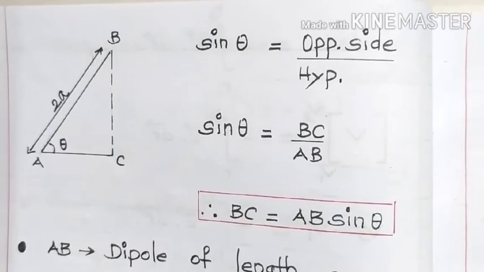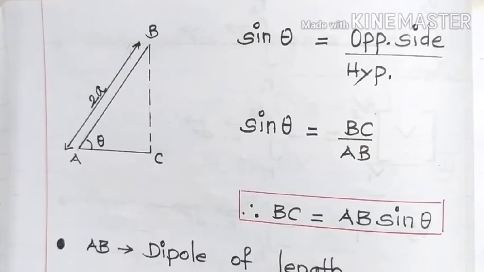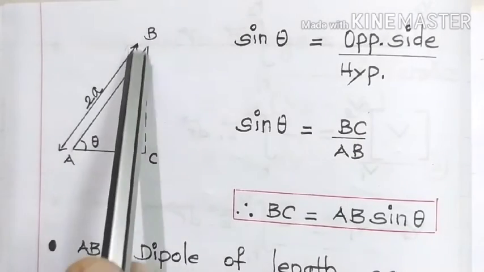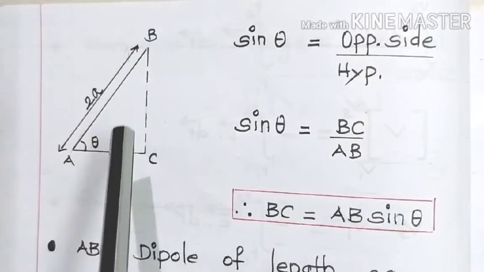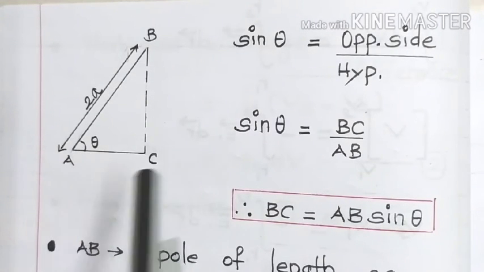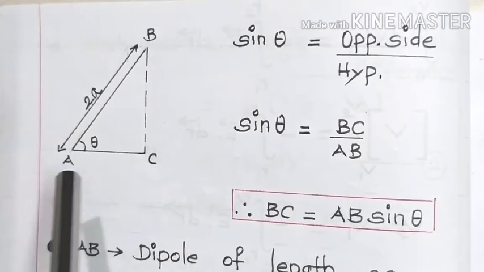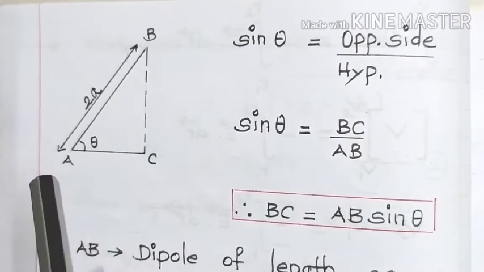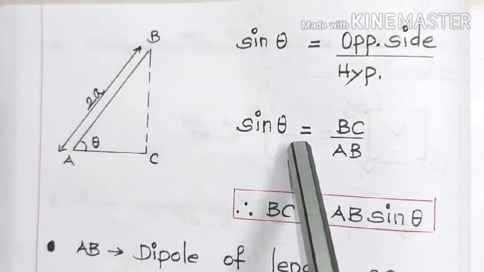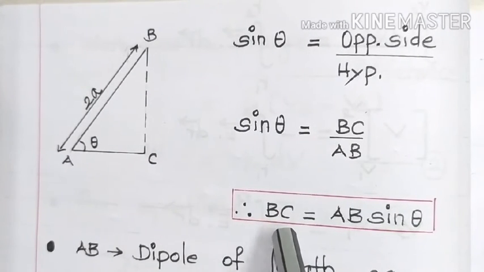Now, for the sake of simplicity, I have drawn the right angle triangle once again from the previous diagram. So this is the diagram. A, B, C, and here is the angle theta. So sin theta is equal to opposite side by hypotenuse. From this diagram, opposite side is BC and hypotenuse is AB. So BC is equal to AB sin theta.